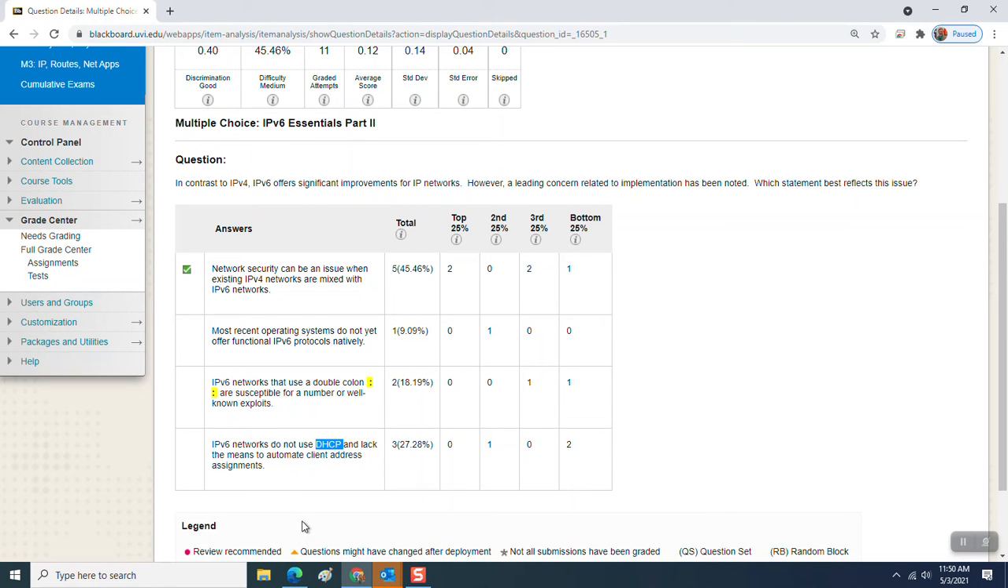So the statement is incorrect because it says it lacks the means to automate. Now there's a method, it's just not DHCP. So that statement is false.